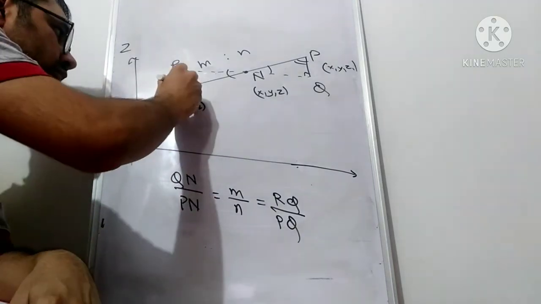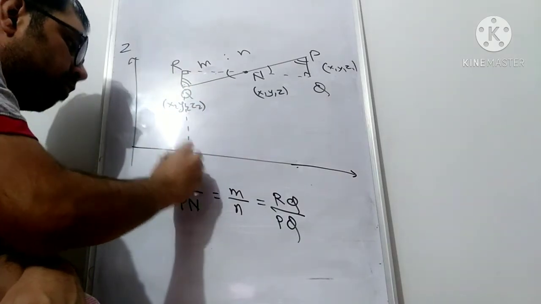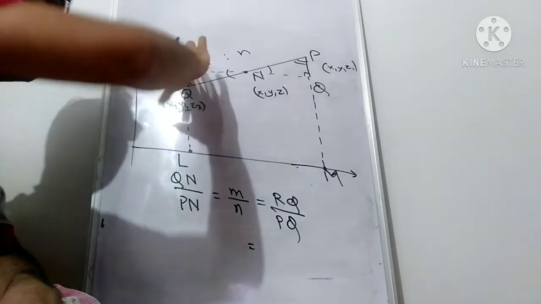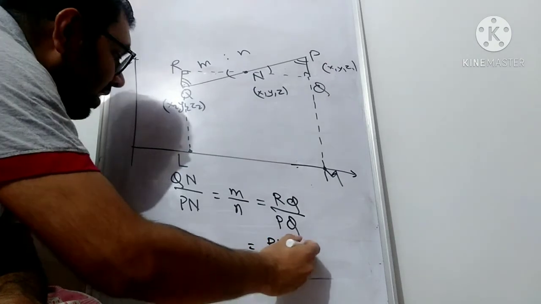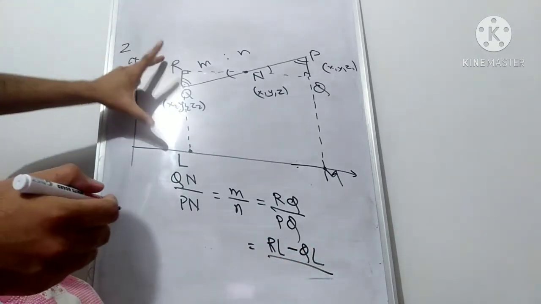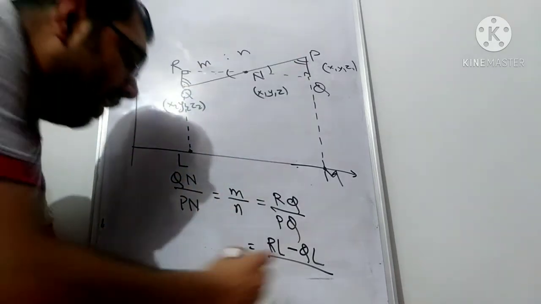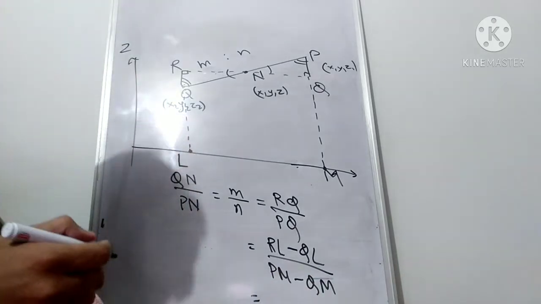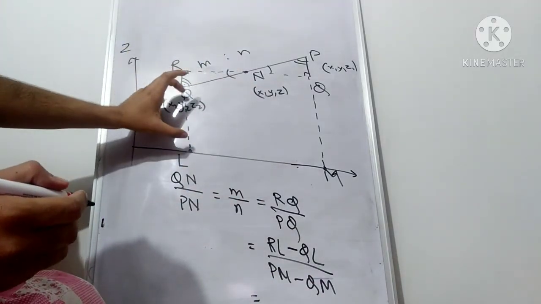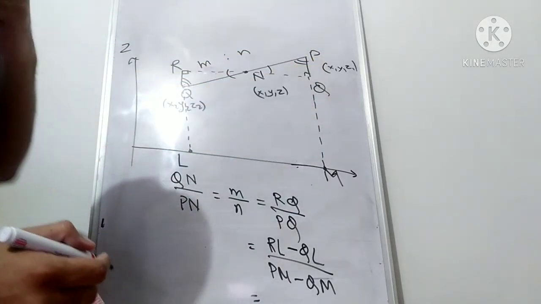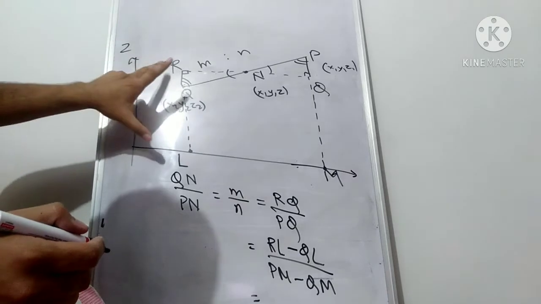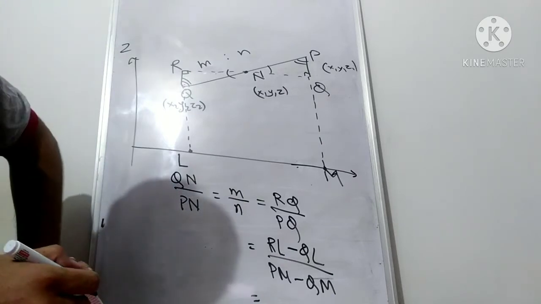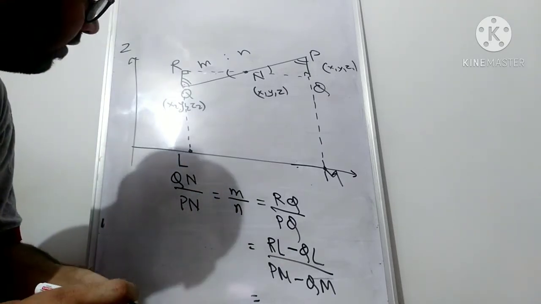Now if you extend this, suppose this point is L, and suppose this point is M. RQ we can write as RL minus QL, and PQ we can write as PM minus QL. Basically right now I am just finding the ratio for the z coordinate. Similarly we can say for the x and y coordinates also.